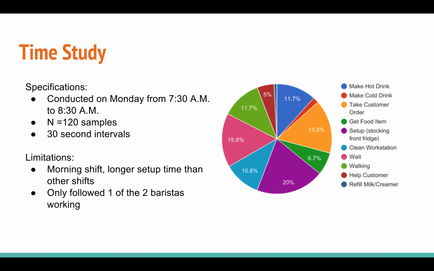Next, we conducted a time study for 1 hour in the morning on Monday. There were 120 samples for 30-second intervals. On the right, you can see the breakdown of all the steps we analyzed. We will be focusing our analysis on making hot drinks. A limitation during the time study was that as it was a morning shift, the setup period was much longer than you'd see during the later shifts. We also only followed 1 of the 2 baristas working at that time.